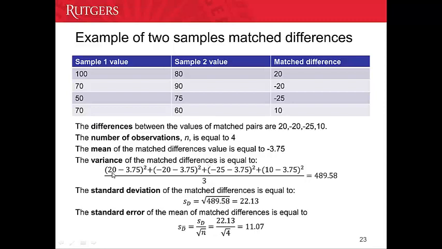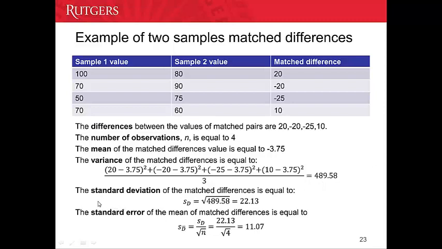Then we calculate the variance of the matched differences. The variance is equal to the value minus the mean, squared, summed over all of the observations in the matched sample. After we get the sum, we divide by the number of observations minus 1, which here is 3. Then we get a variance of around 500.